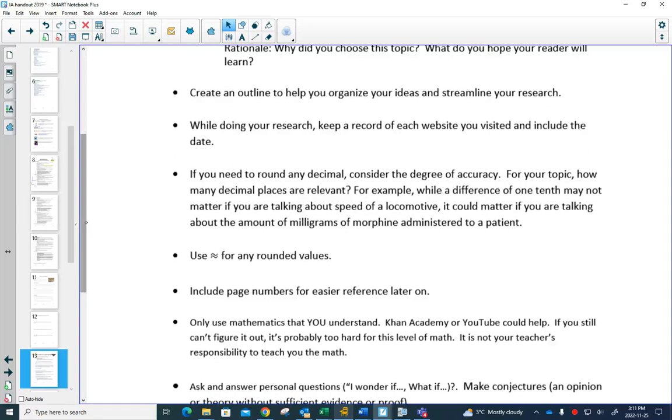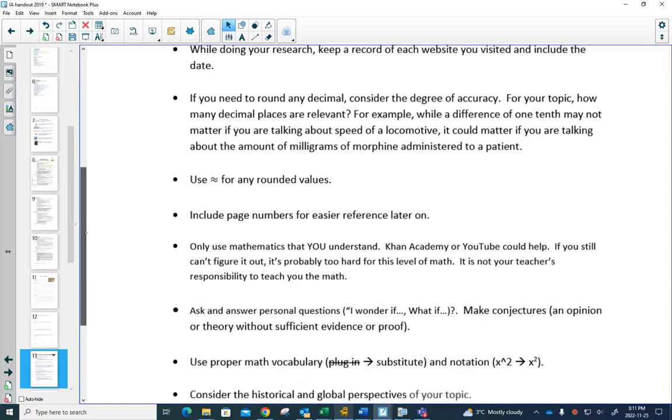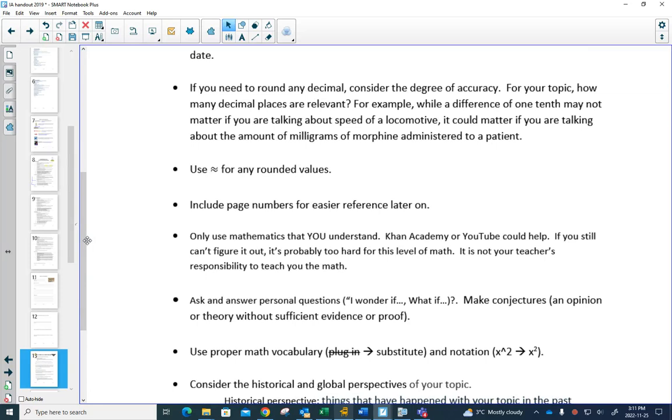Okay, you need to consider rounding and accuracy. I would tend to say that I wouldn't round. All my calculations have no rounding until the end. Okay? Use approximation signs. Include page numbers, and your paper should not have your name on it, right?